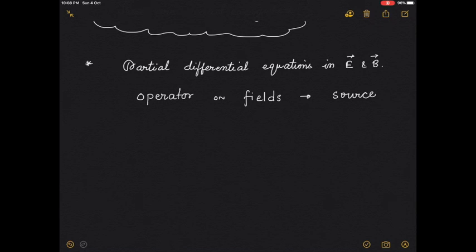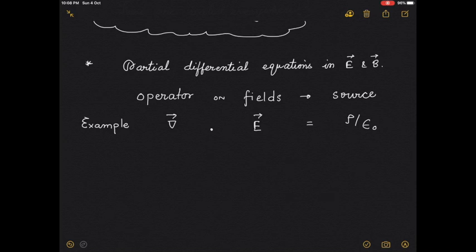Okay, so let us look at this. Let us look at one of the equations, then it will be clear. So like for example, so this is an example. So I have divergence of E equals rho by epsilon naught. So rho is the source.